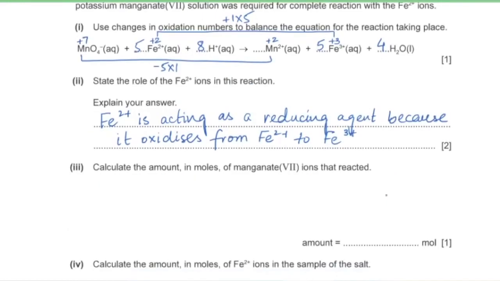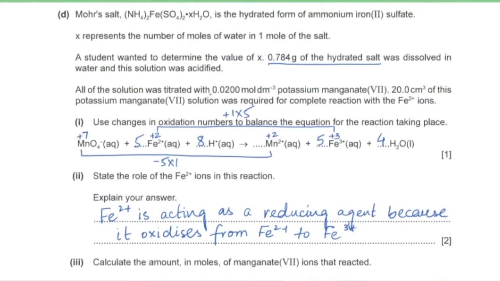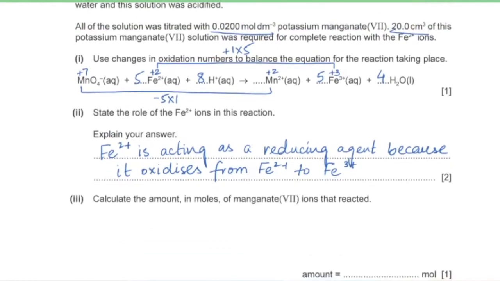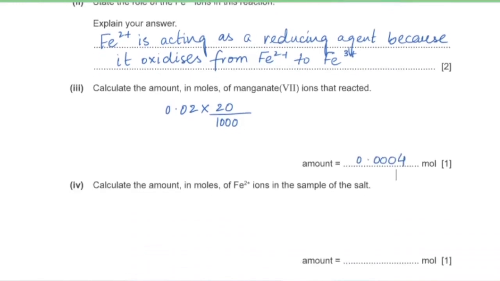Part 3, calculate the amount in moles of manganate 7 ions that reacted. So we were given the concentration of manganate ion being used and the volume of the manganate ions. Now moles is equal to concentration multiplied by volume, since we are given volume in centimeter cube, which we need to convert into decimeter cube. So we'll divide this by 1000 and we'll have the amount of moles of manganate ion as 0.0004 moles.